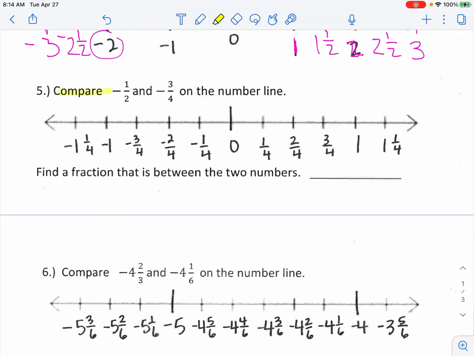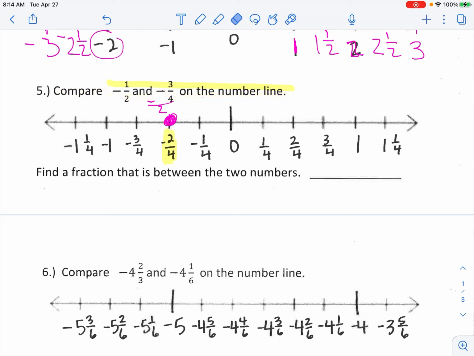So now it says compare -1/2 and -3/4 on the number line. Remember that when it says compare, it means less than or greater than. So first we're going to find these numbers on the number line. So -1/2 I don't see, but I do see a fraction that would reduce to -1/2. The fraction that I'm focusing on is -2/4. If you would divide 2 by 2, you get 1. And if you divide 4 by 2, you get 2. So -2/4 is equivalent to -1/2.